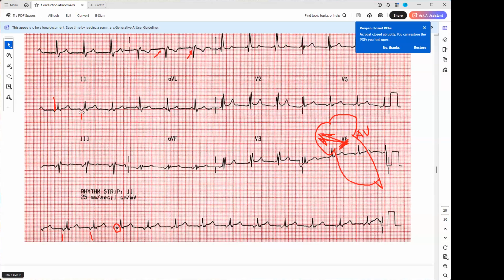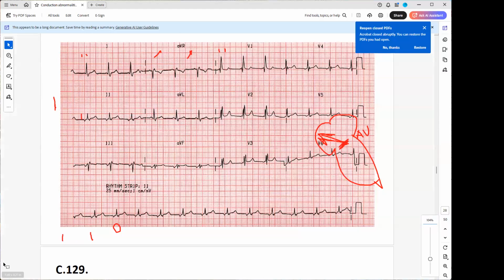I was thinking QRS is wide. So I was thinking it's a WPW syndrome. No, no, no, no. PR should be short if you do have a WPW syndrome. This is the beginning until here. That's not short. That's normal, the PR, okay? So it cannot be a WPW syndrome. But again, why the QRS is wide? Because you have intraventricular conduction abnormalities.